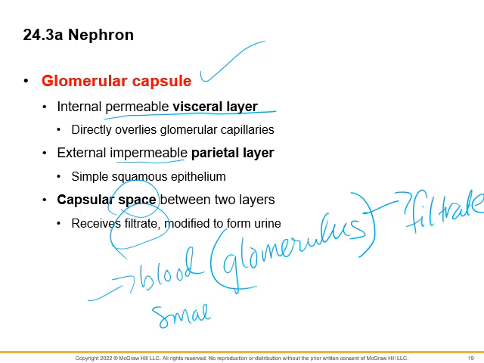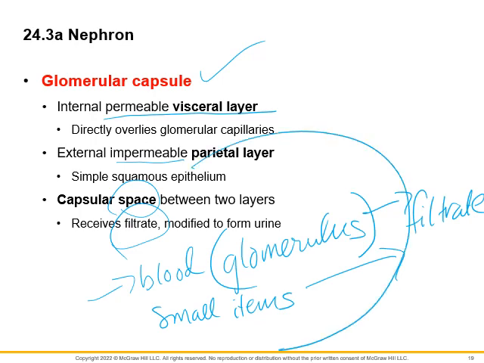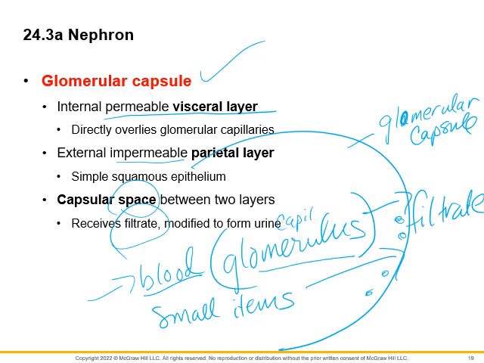Small items, and we'll see an exact list in a second, are going to filter through the glomerulus, and they're going to get caught in the glomerular capsule. So coming from the blood through the glomerulus, which remember is capillaries, small items are going to filter through the capillary glomerulus. They're going to collect in the glomerular capsule, and we now call it filtrate.